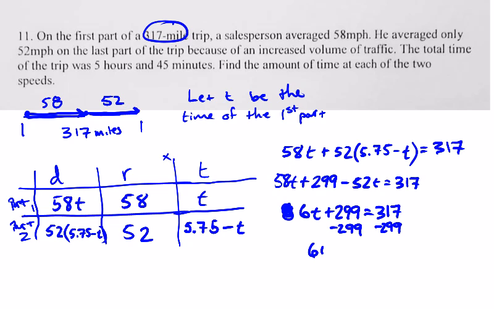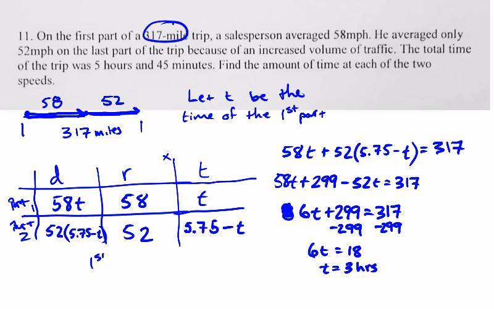And so 6t equals 18, and t equals 3 hours. And so the first part of the trip took 3 hours. To find the second part of the trip, we would subtract it from 5.75. So that'd be 2 hours and 2.75, so 2 hours and 45 minutes.